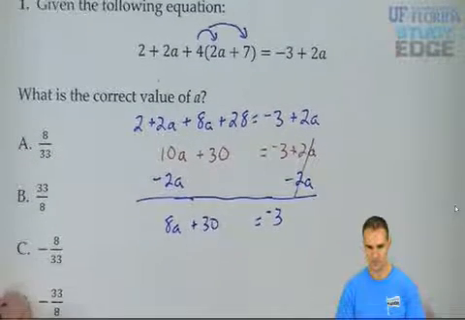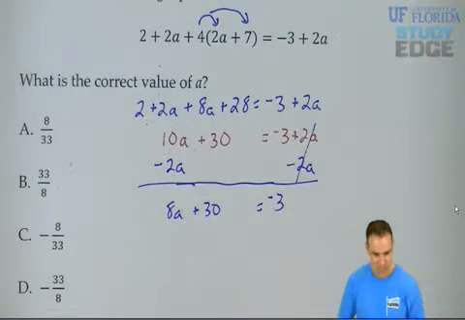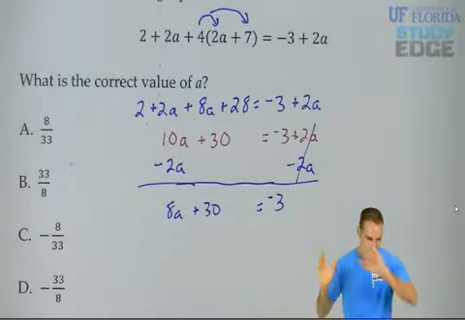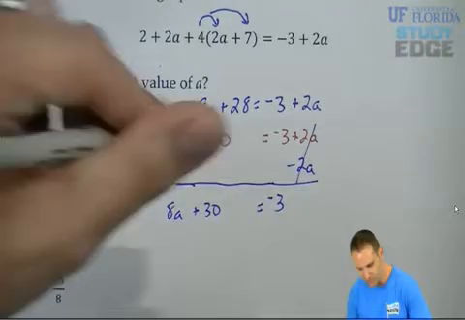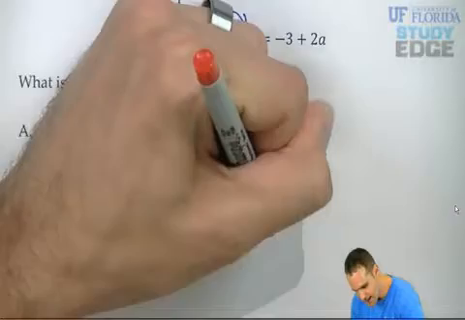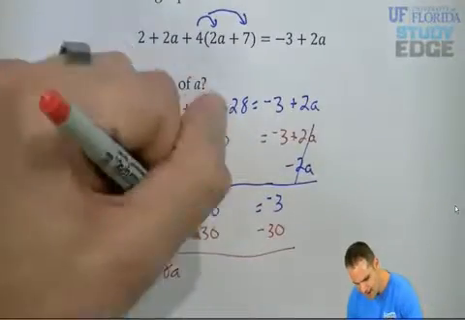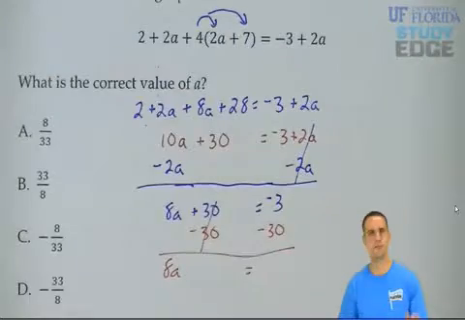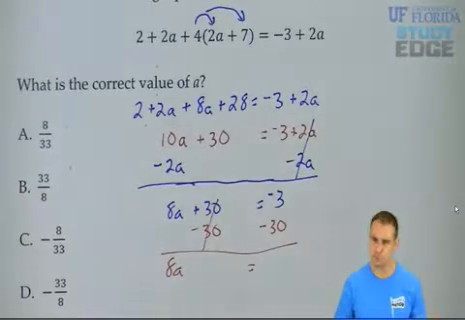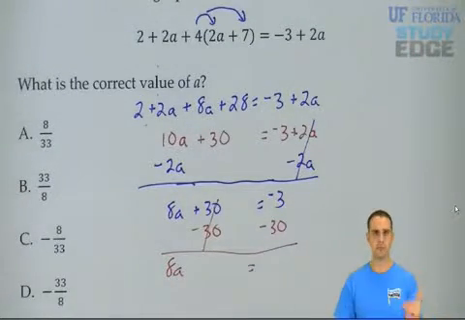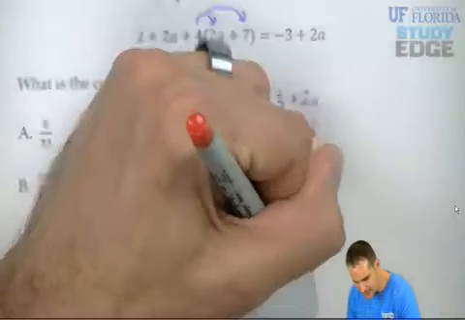Let's get on screen. There we go. I got my variables to one side, my numbers to the other. Subtract 30 now from both sides, and you get 8a, the 30's cancel, negative 3 minus 30 more. If you need to, break out that calculator. Negative 3 minus 30 more is negative 33.